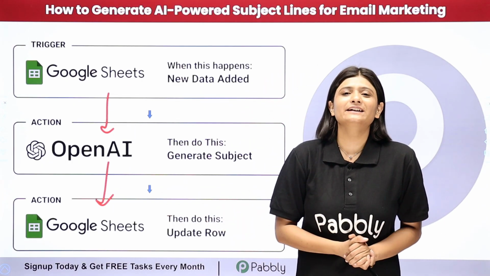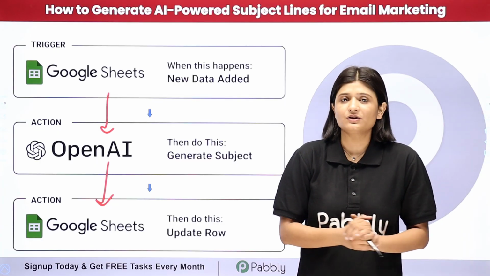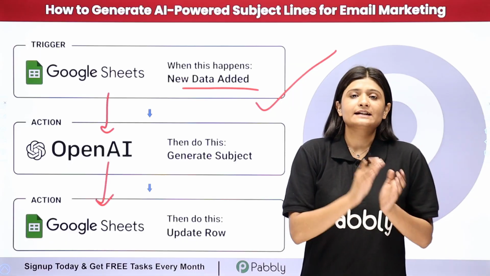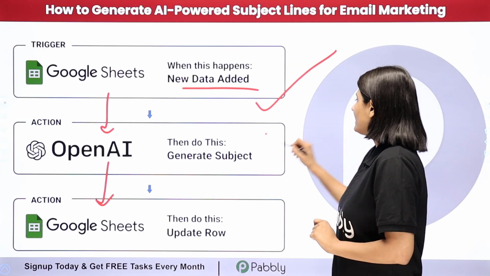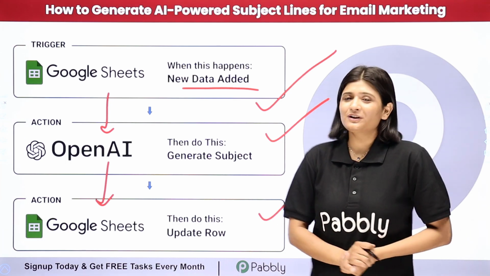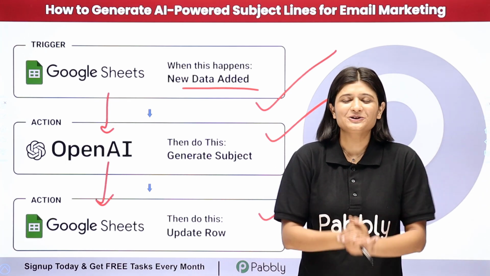With the help of Pabbly Connect, I am going to build this connection in such a way that as soon as I add new data in my Google Sheets spreadsheet, the subject will be automatically generated with the help of OpenAI and the row will be automatically updated. Now, if you want to learn the step-by-step process, then let me take you all to my screen.